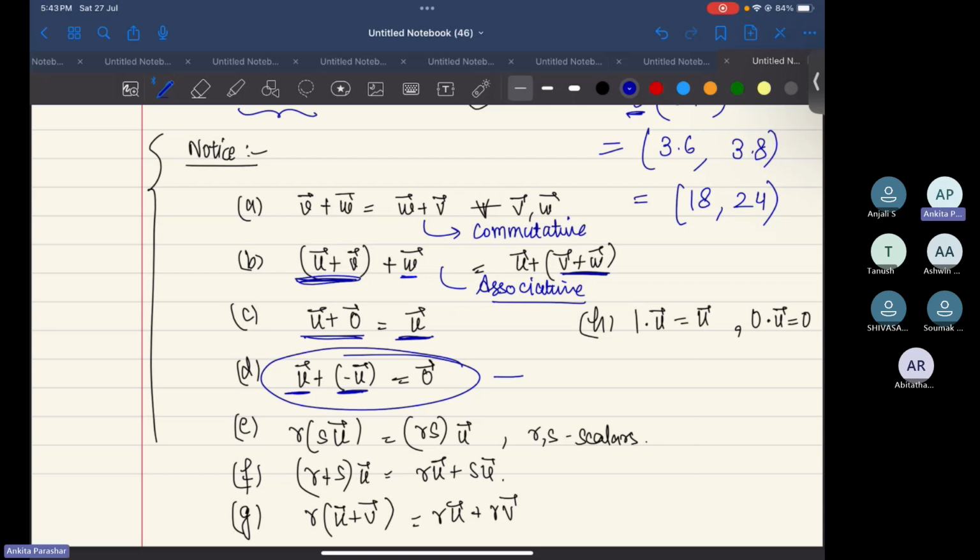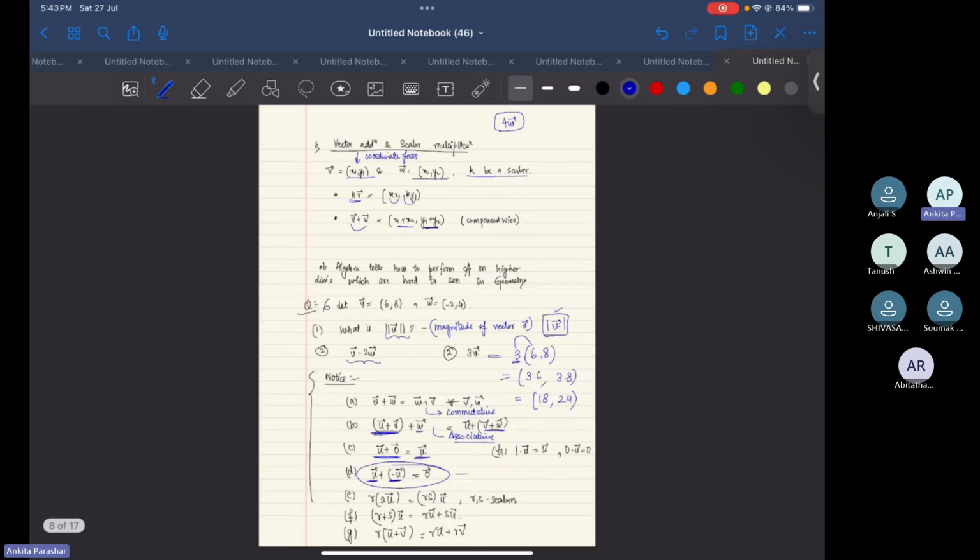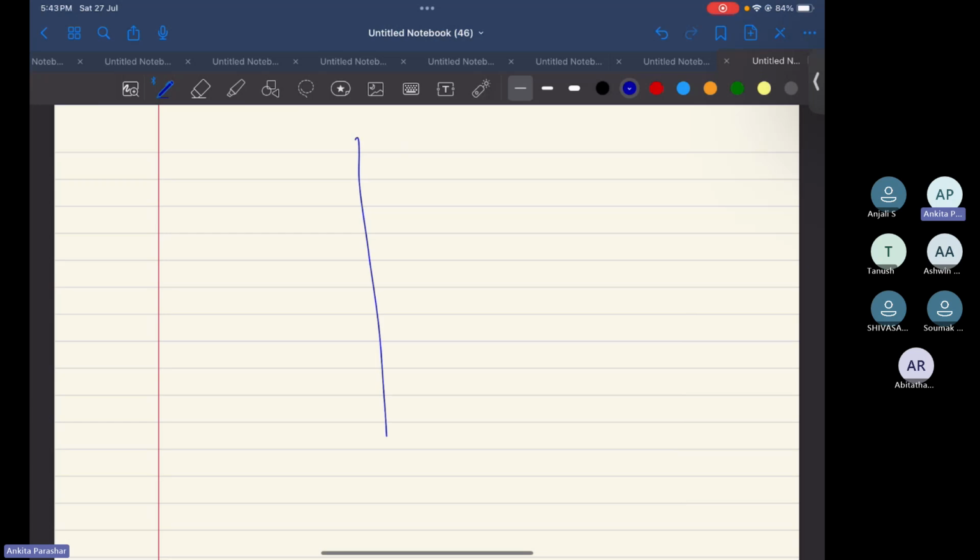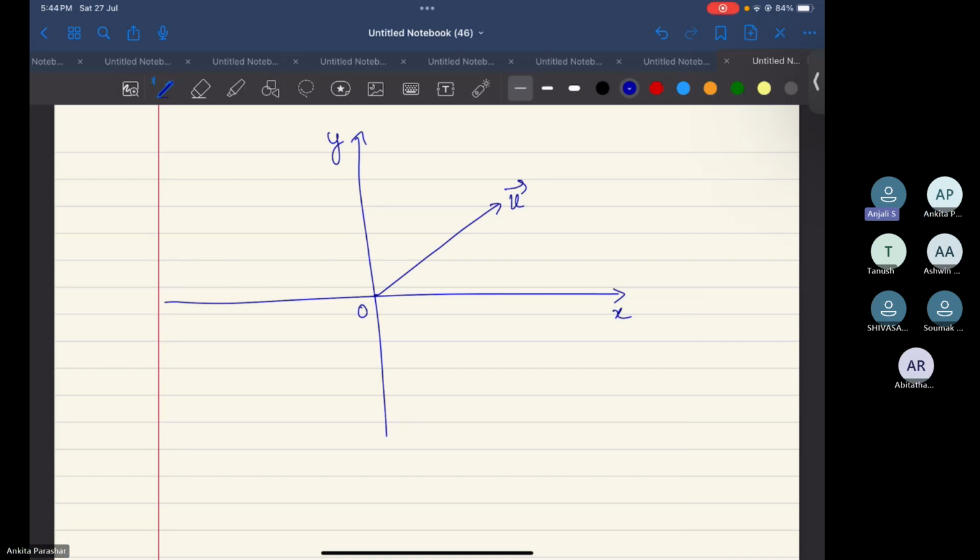Okay, so this is a question for you. How would you complete the parallelogram? Let me draw it. Suppose you have a vector u, and what is minus u? Ma'am, it's the vector along this vector, but it's facing the origin. Is this what you want to say? Yes, ma'am. Okay, how would you add up and say 0?